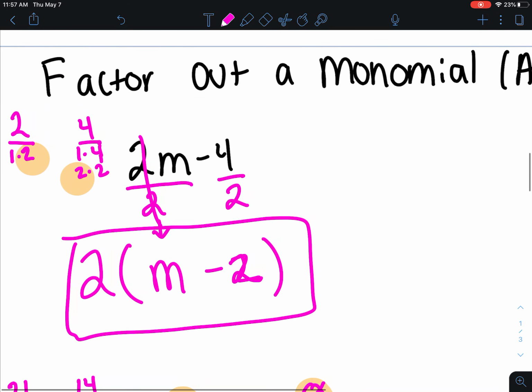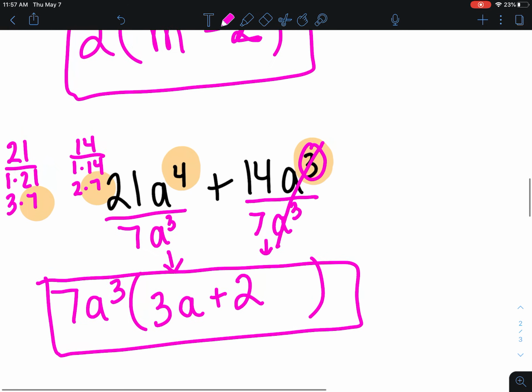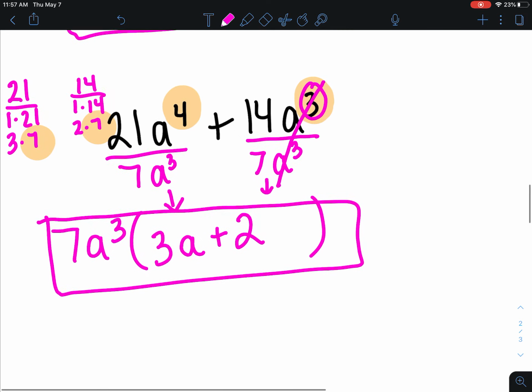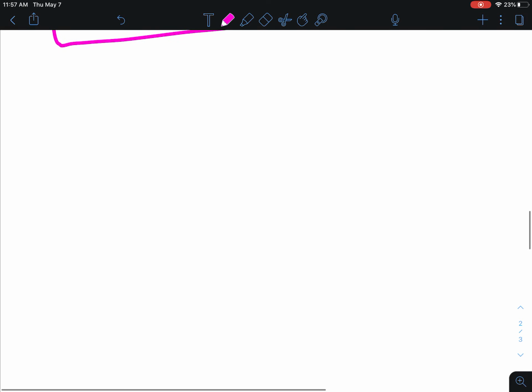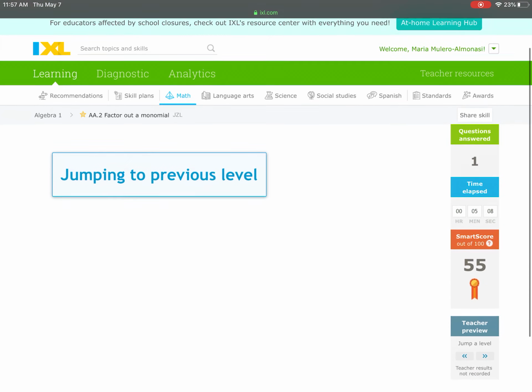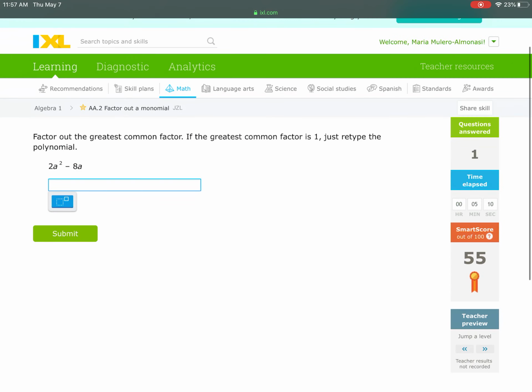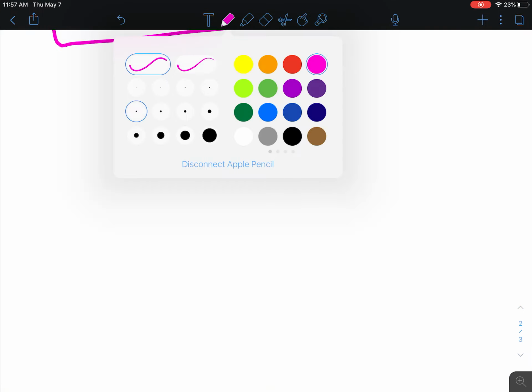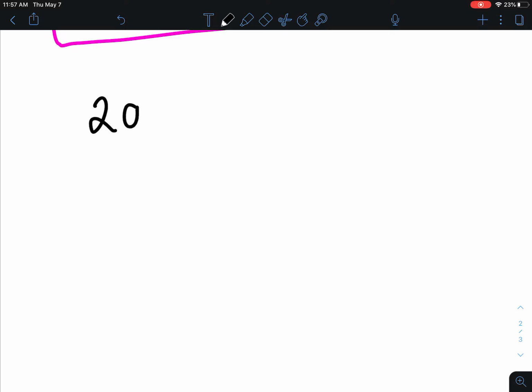Let me do one more example. So again, if not all of them have letters, you just divide a number. But if all of them have letters, you make sure you divide by letter as well. Let's try one more. Okay, 2a squared minus 8a.